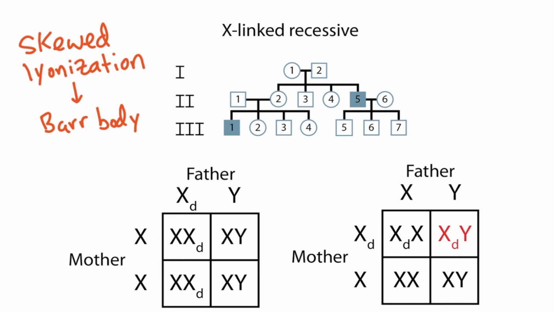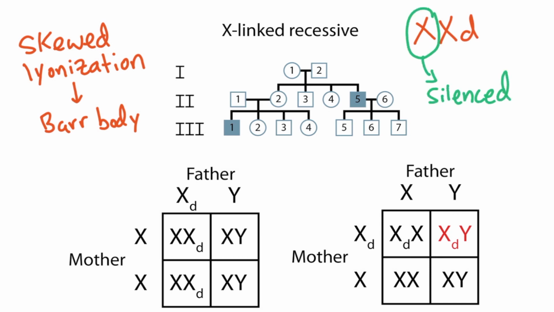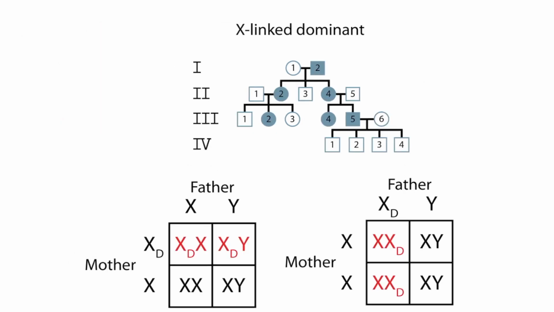So for example, let's say a female has the genotype XXD. Normally, the normal X masks the recessive trait. However, if this X becomes silenced, then the recessive trait can manifest itself, resulting in the development of the trait or disease. Okay, moving on.